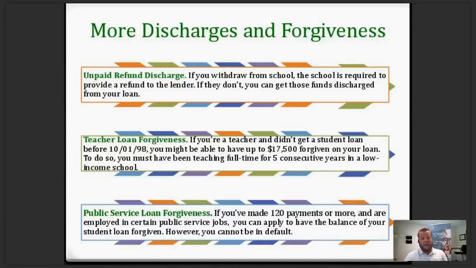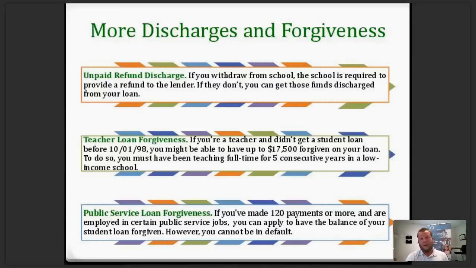Teacher loan forgiveness and public service loan forgiveness. These are different. So for teacher, you have teacher loan forgiveness. If you're a teacher and didn't get a student loan before 10/1 of 1998, you might have up to $17,500 forgiven on your loan. What's really cool, so you have to be teaching at least full-time for 5 years in a low-income school. That's how they figure out what you qualify for. And what's really cool about this one, boom, once you qualify, it's taken off. Boom, right then and there. I love it. So that's more of, if you qualify, take advantage of it.